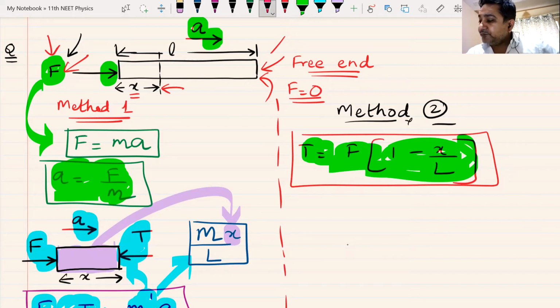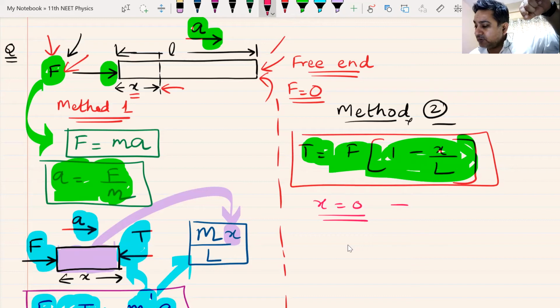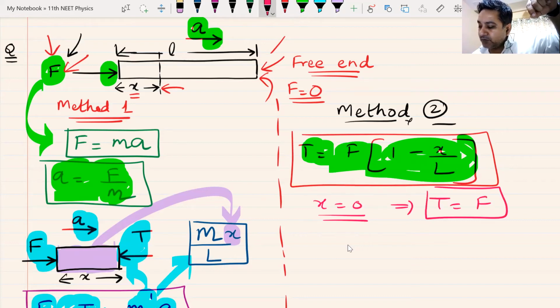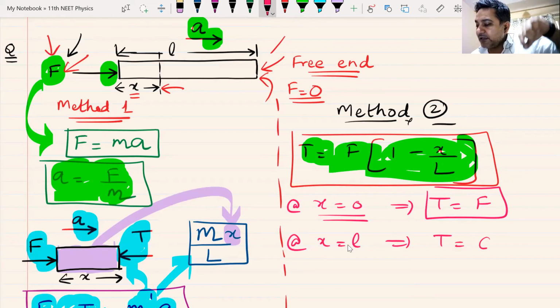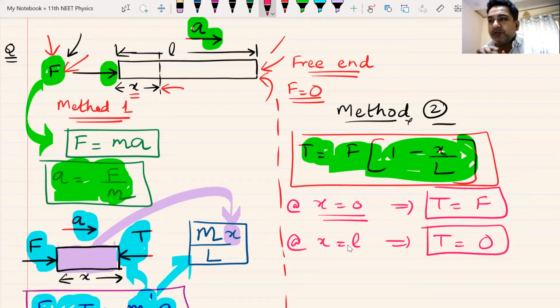When I put x as 0, I come to the first end. The tension becomes equal to F. When I put x as L, I get tension as 0. You can put the value of any x. You will find the value of tension in the rod at that point.